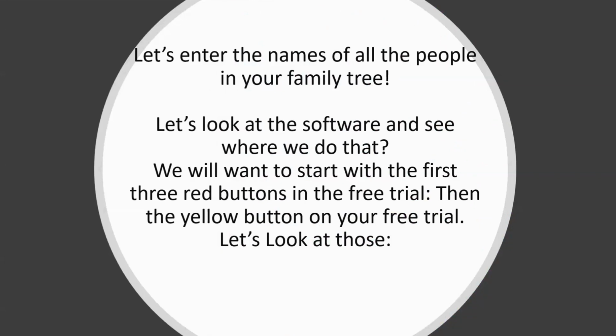So now I'm looking at the family tree and I'm talking to my client on the free trial. I'm just going to look at them and say, hey, let's enter the names of all the people in your family tree. Let's look at the software and see where we do that. We'll want to start with the first 3 red buttons in the free trial. See, they're looking at the free trial. And those buttons are up and down on the right-hand side of the page.